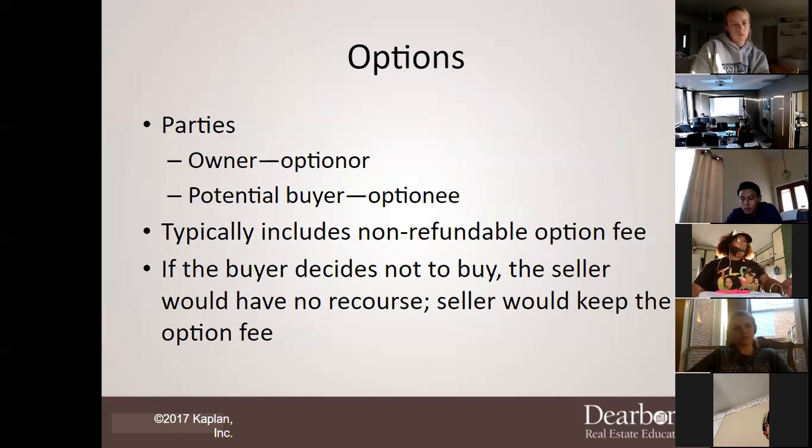More on options. Parties: the owner is the optionor, and they will use words like mortgagor and mortgagee and stuff like that. It can get very confusing between the two. So the owner is the optionor, and the buyer, the person purchasing the property, is the optionee. Have you explained the difference to them about the OR and the EE?